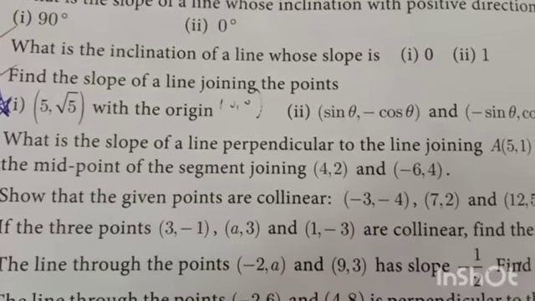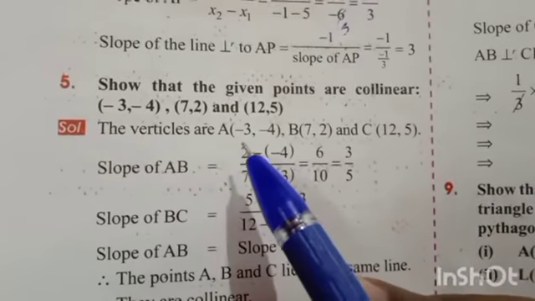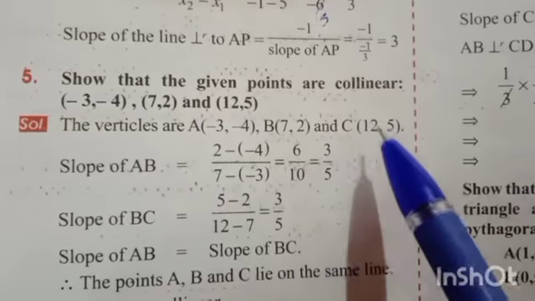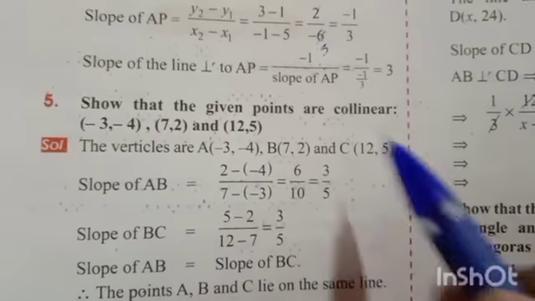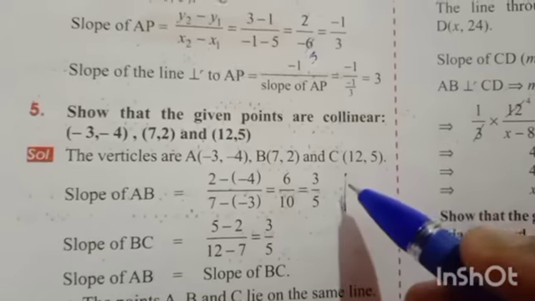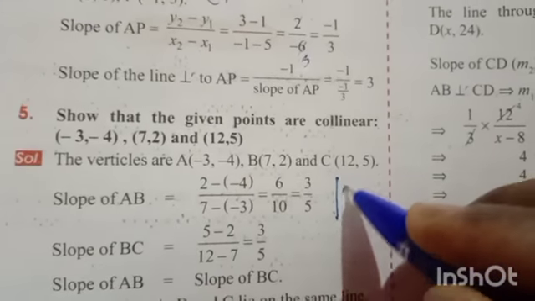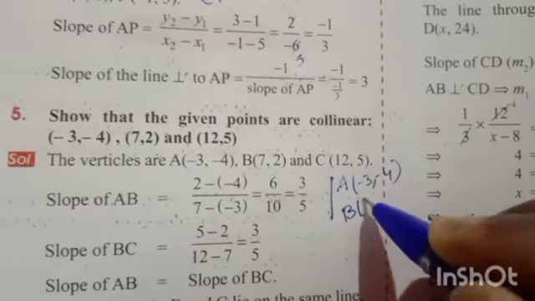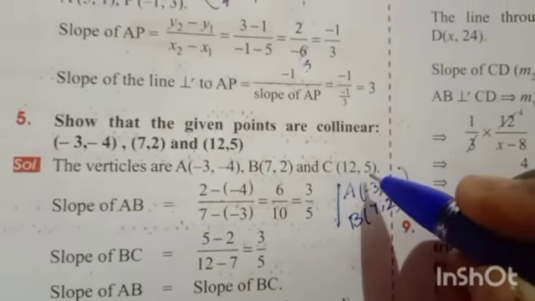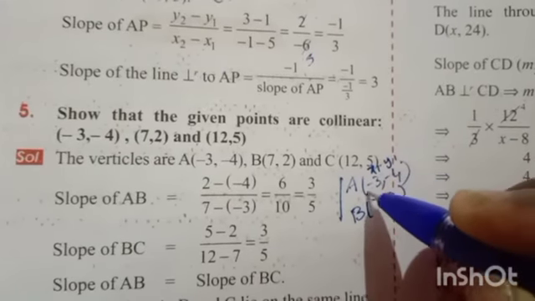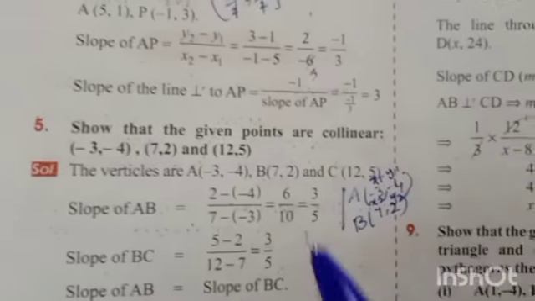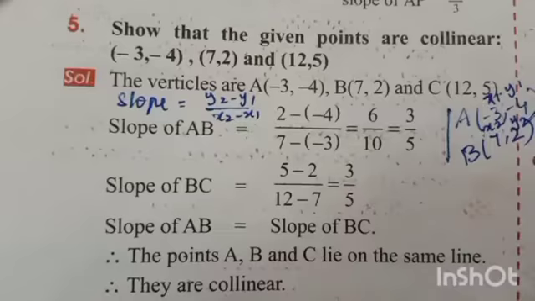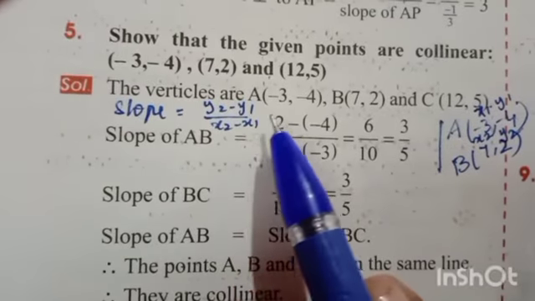Okay, students. First you write the vertices: A(-3, -4), B(7, 2), C(12, 5). First you have to find the slope of AB. So write A(-3, -4), B(7, 2). On the right side denote the first as (x1, y1) and the second as (x2, y2). You have to substitute in the formula. First you write the formula: (y2 minus y1) by (x2 minus x1).